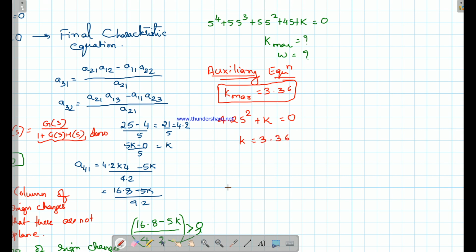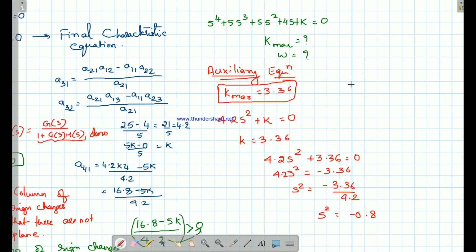So if I substitute that here, I will be getting 4.2 s square plus 3.36 equals 0. Therefore 4.2 s square will be equal to minus 3.36. Therefore s square is equal to minus 3.36 divided by 4.2. If I use the calculator and see what 3.36 divided by 4.2 is, I will be getting 0.8. So s square equals minus 0.8.